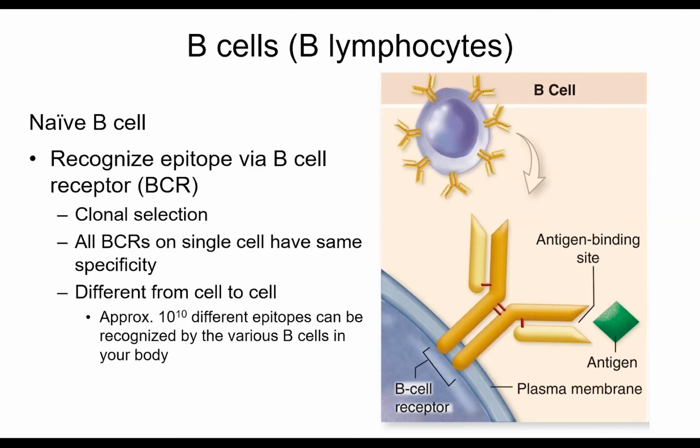When a foreign invader enters the body, if it isn't eliminated by the innate immune system, it will encounter a B cell that can bind to one of the many potential epitopes that it has on it. This process is referred to as clonal selection. Now, the idea here is that the B cell that binds the antigen is unique due to its BCR, and once it's fully activated, it will produce thousands of copies or clones of itself.